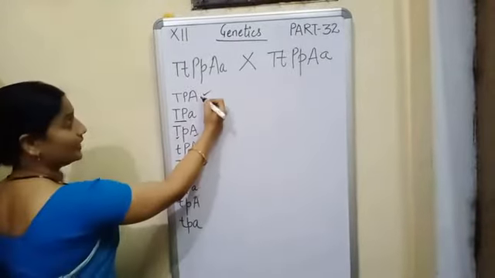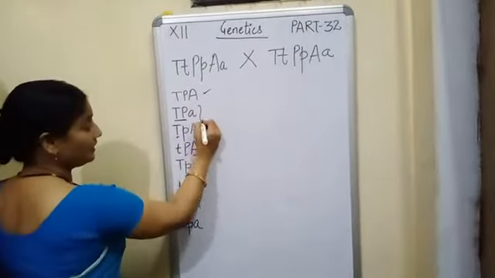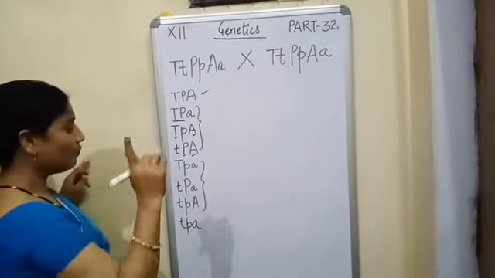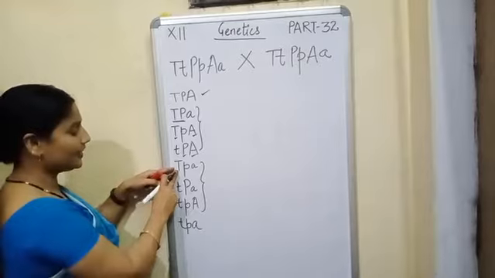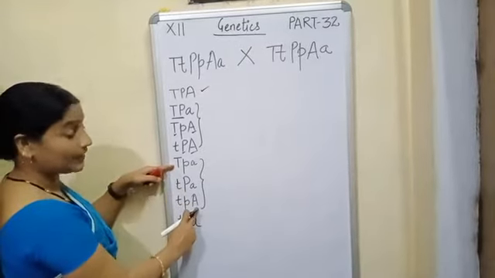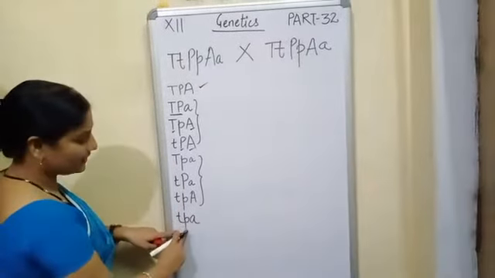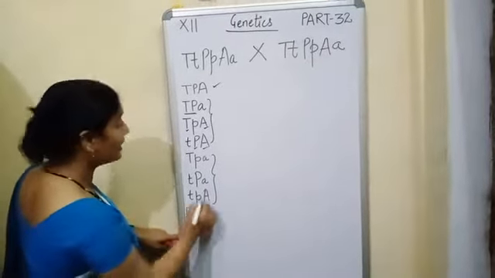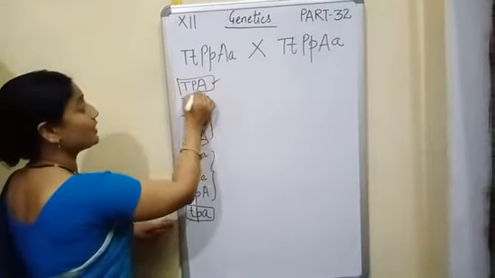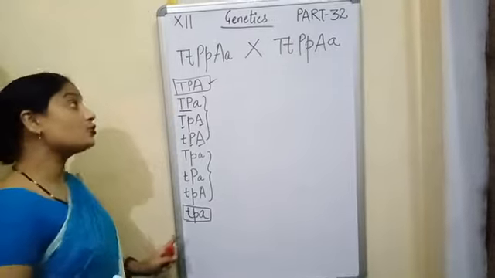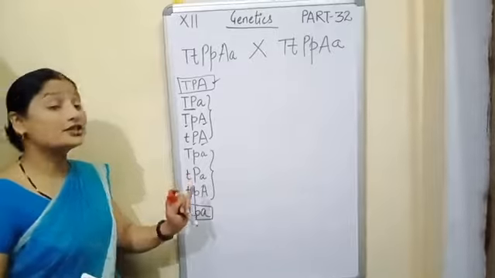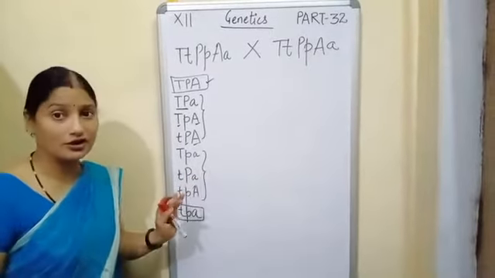That is, here I have taken three dominant. In this I have taken two dominant. Here we can take one dominant. Capital T, capital P, capital A. And this is the last condition when we can take only and only recessive. So this is the best way, children, to prepare the gametes for trihybrid cross.